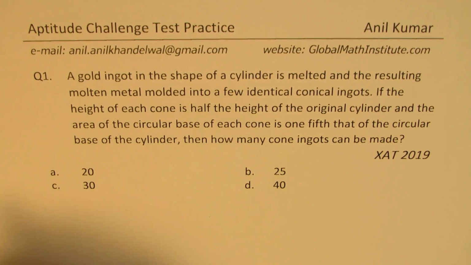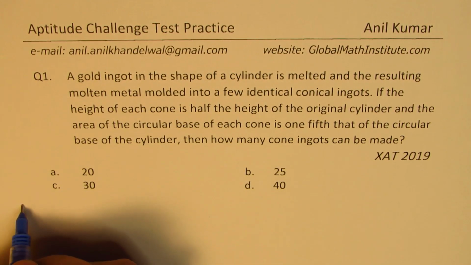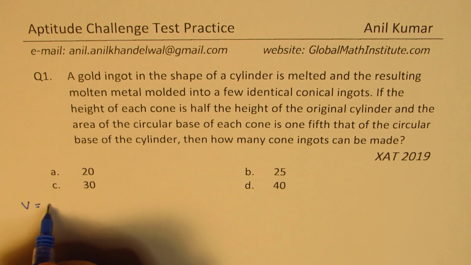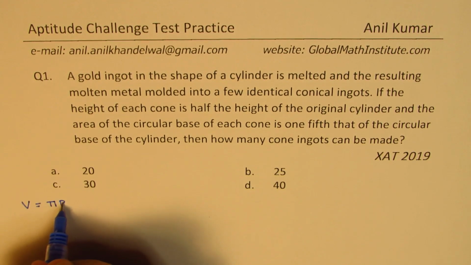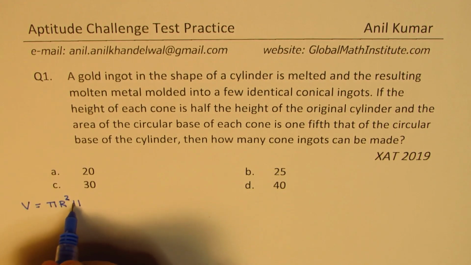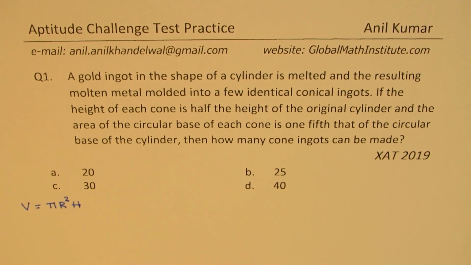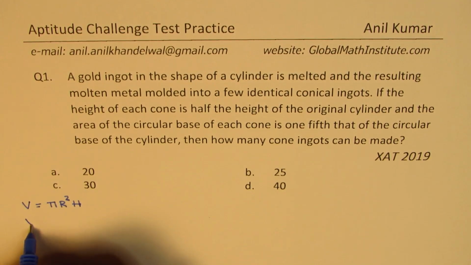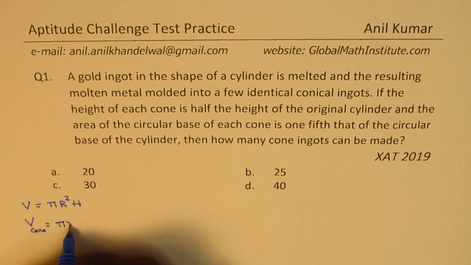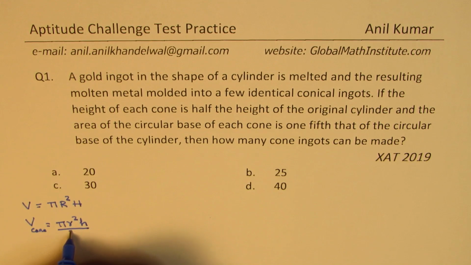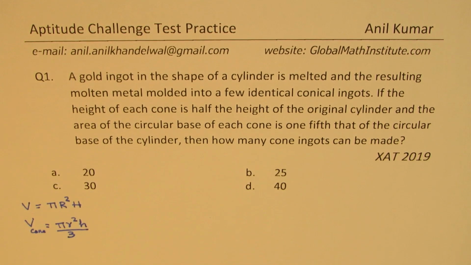So as far as the cylinder is concerned, we know that the volume of the cylinder will be pi r square h, right? Let's take capital letters here. As far as the cone is concerned, so let's say volume of the cone will be pi r small h, and the volume of cone is always one-third the volume of the cylinder. So divided by 3.